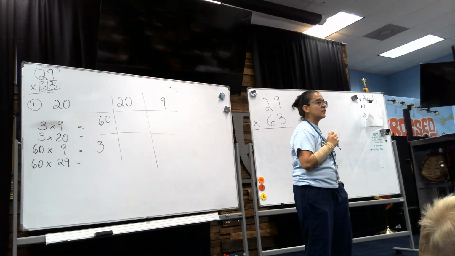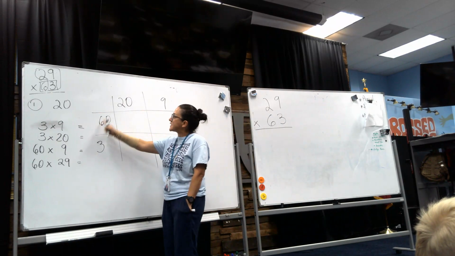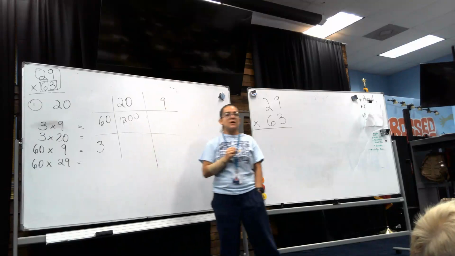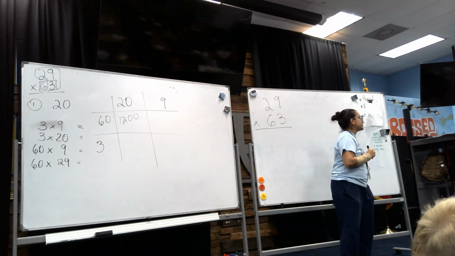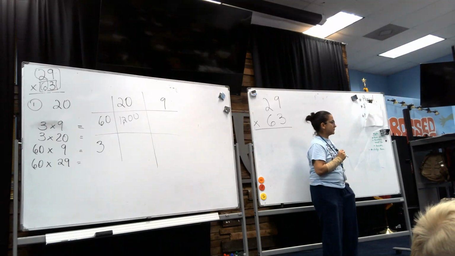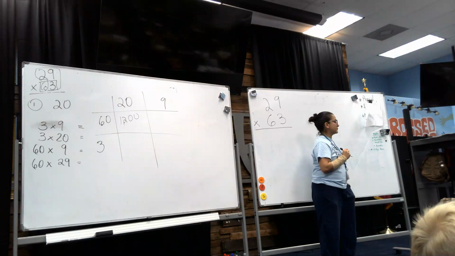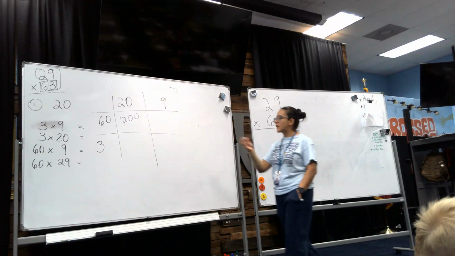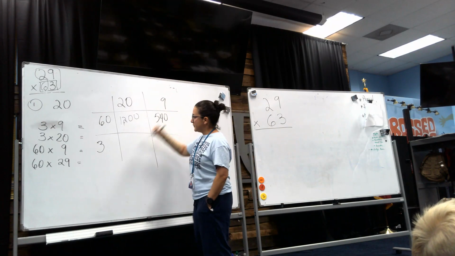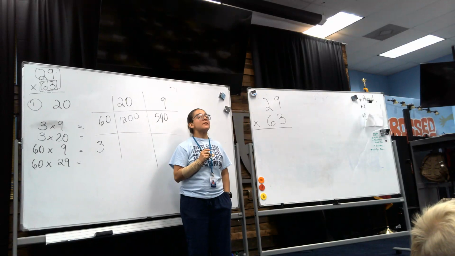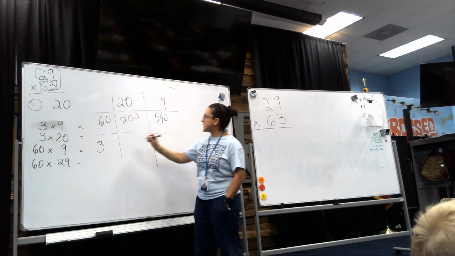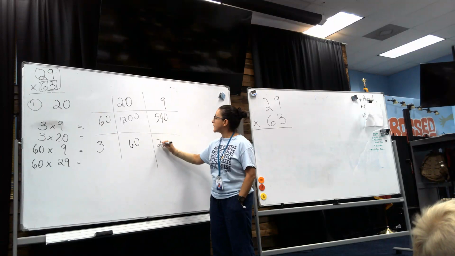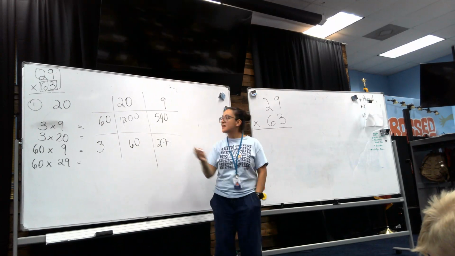Genevieve. 1,200, because it's 6 times 2 and the 2 extra zeros, right? And then 60 times 9, what is that? Raylan? 60 times 9 is... Oh, I know. Leah? 540. And then 3 times 20? Emma? 60. And then 3 times 9 is? 27.